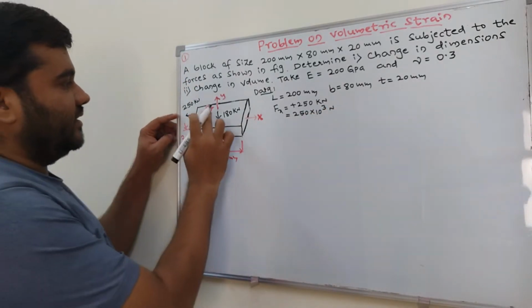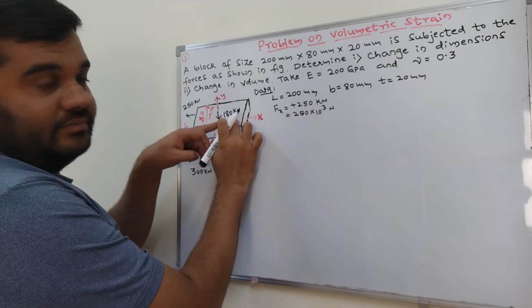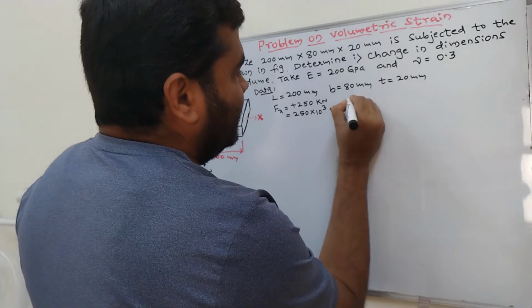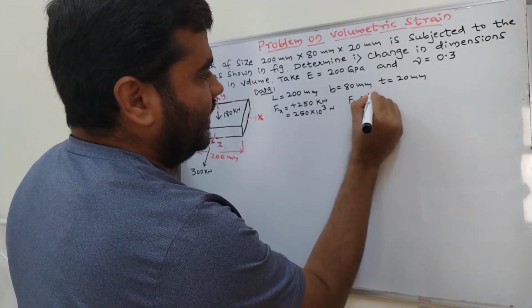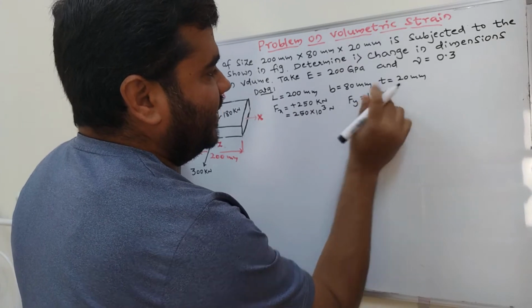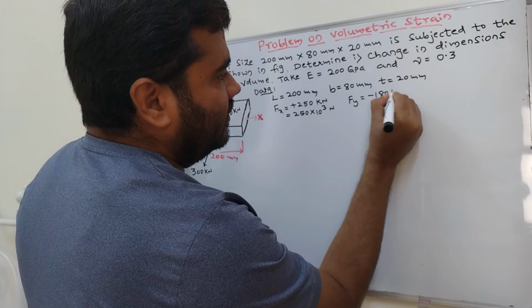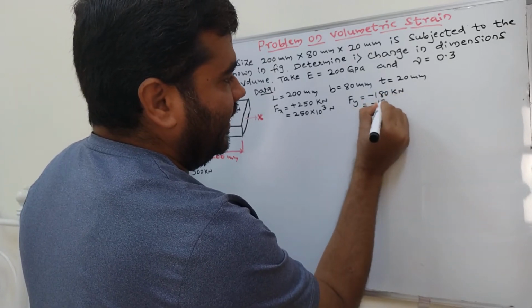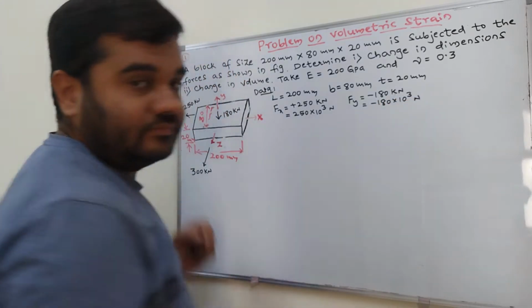Okay. Next, in the y direction, how much is the force here? 180 kilonewton. It is compression. Compression means it is negative. Therefore, Fy, force in y direction, is minus 180 kilonewton. That will be equal to minus 180 into 10 raised to 3 Newton.